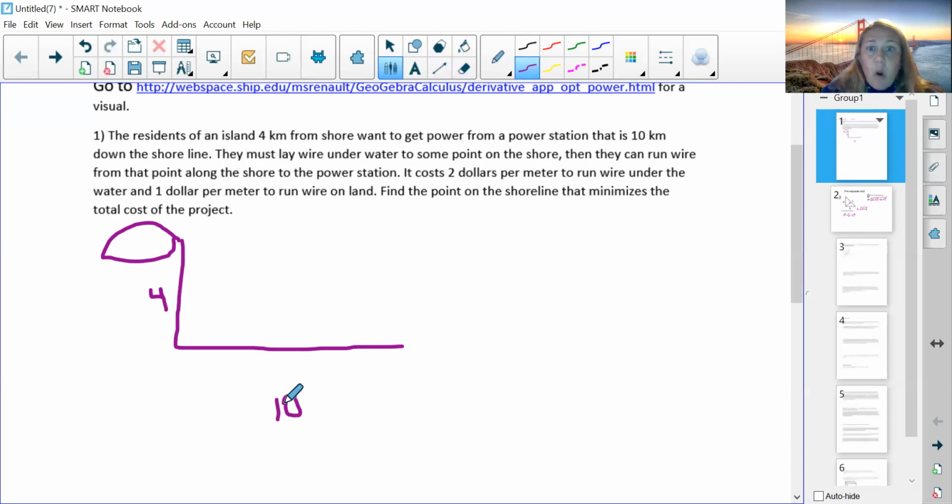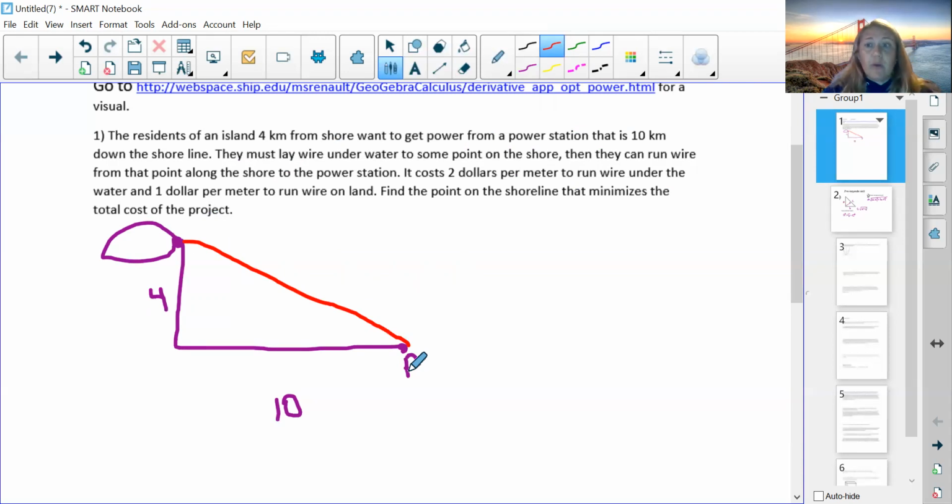And they have to lay wire so that they can run the wire from this point. And here's the power station, so I'm going to put a P here for power station. Normally you would just run this in a straight line, right? Under normal circumstances, the closest distance between any 2 points is a straight line. So we would just do this. But here's the catch. Out here where I just drew this red line, this is the water. This distance here is the shoreline. It's more expensive to run the wire under the water than it is on the shoreline.